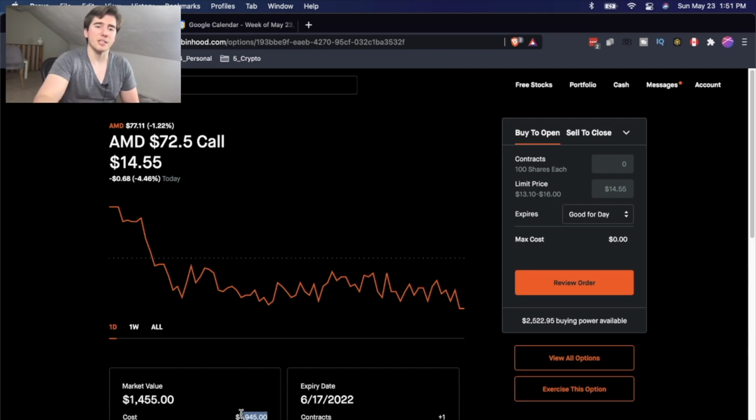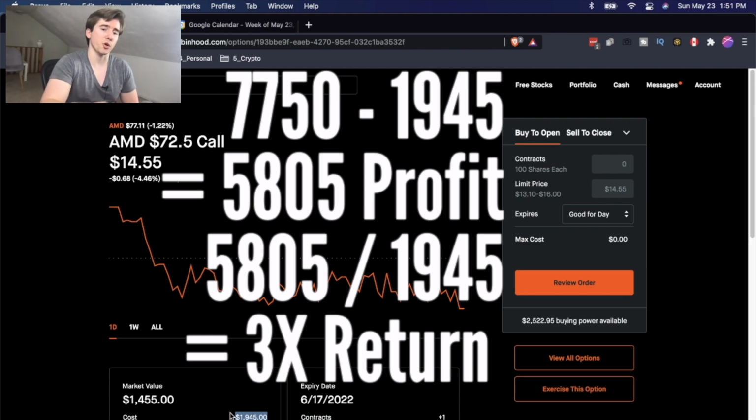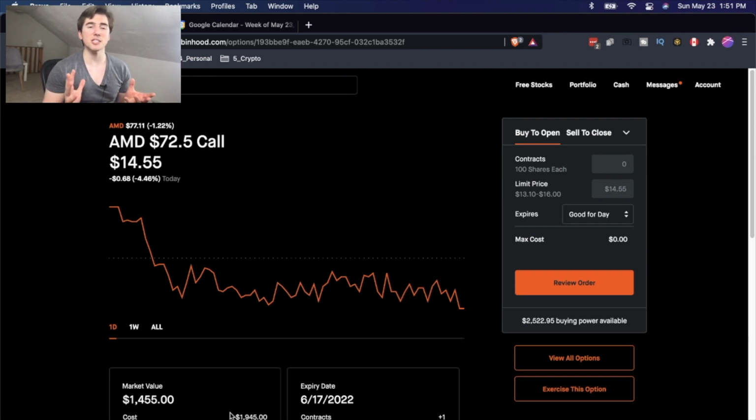And remember, I paid $1,945 for this option, so at minimum, if AMD reached my price target, I would be taking $5,805 of profit, or more than 3 times my initial investment. In the meantime, AMD stock would only need to double in order to reach my $150 price target. And this is what you call leverage, and this is the entire point of options trading. But that's enough about my own holdings. Let's go through some new examples.